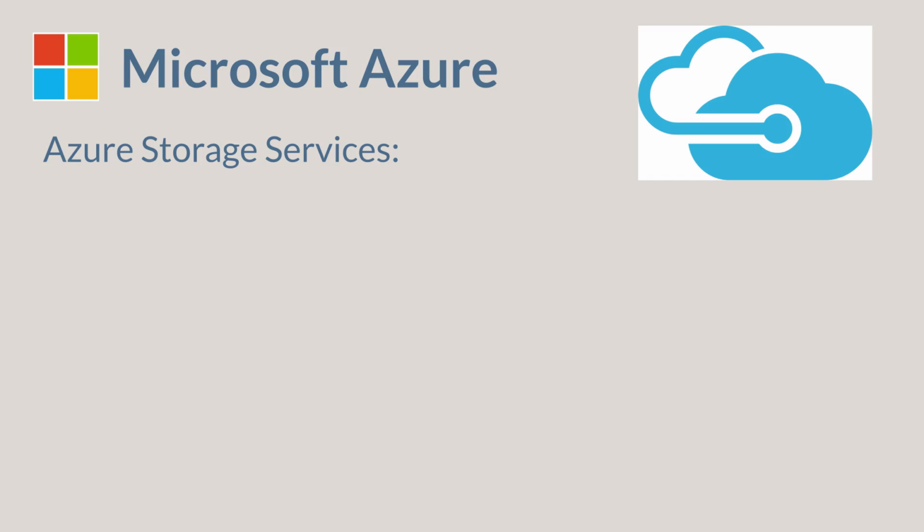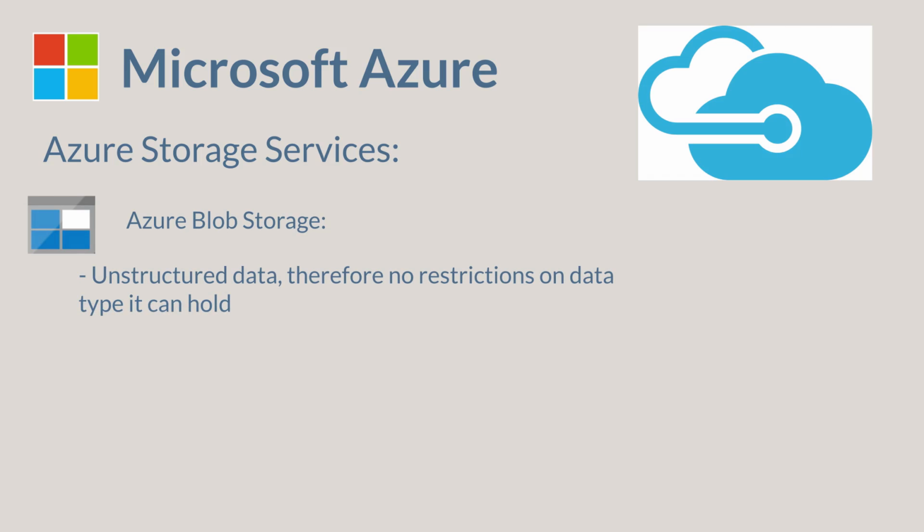Some of the most common storage service types in Azure are blob storage. Azure Blob Storage is unstructured, meaning that there are no restrictions in the kinds of data it can hold. Blobs are highly scalable and apps work with blobs in much the same way as they would work with files on a disk, such as reading and writing data.